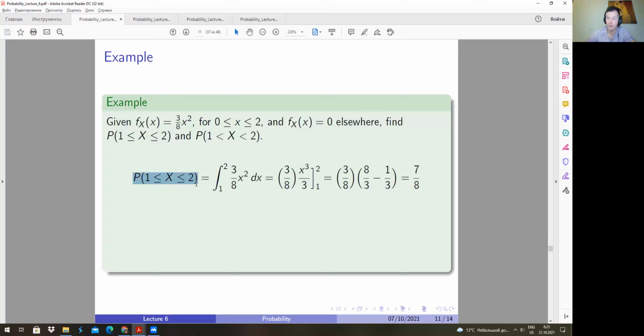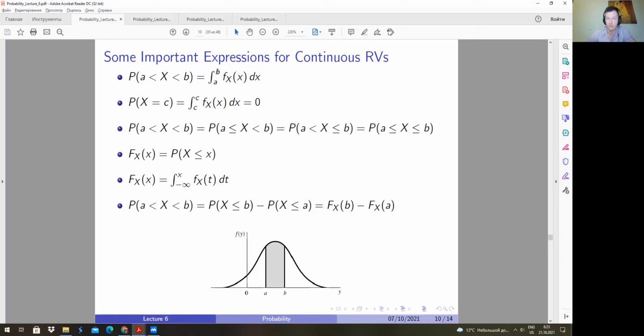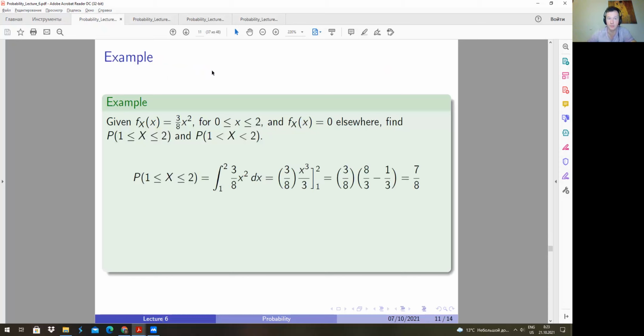So this probability equals the integral from 1 to 2. Let's go back here. We have from a to b, right? So between these two borders. That's why I write this integral, and I integrate my probability density function, 3 over 8 x squared dx. How do we do this integration? I take 3 over 8 out of the integral sign because it's just a constant. And the integral of x squared is x cubed over 3.